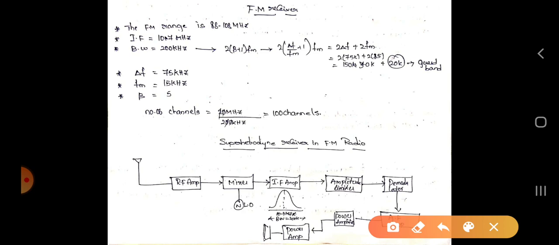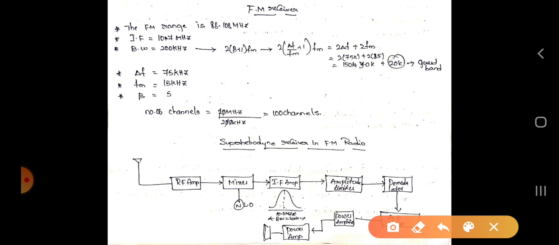Before explaining about the FM receiver, I will tell you some things about FM radio: the frequency ranges, the bandwidth, the modulation index we are using, and how much frequency range you can reproduce at the output. I will explain one by one.